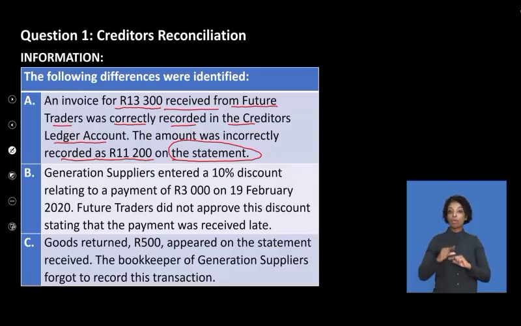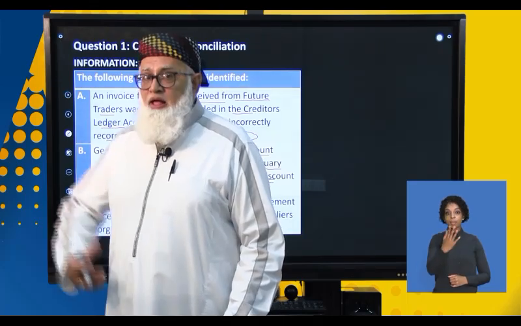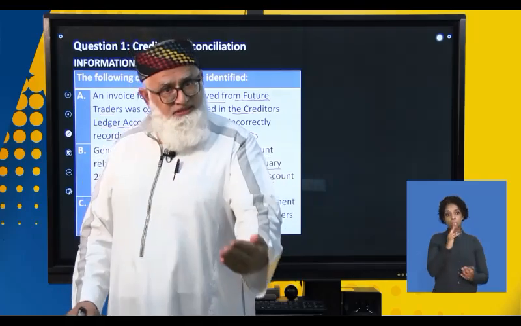Generation Suppliers entered a 10% discount relating to a payment of 3,000 Rand on the 19th of February 2020, right? So we have entered a 10% discount relating to a payment that we made of 3,000 Rand on the 19th of February. Future Traders did not approve this discount, stating that the payment was received late. So obviously you can see now that you have entered the discount, Future Traders said, sorry, you were late, and as a result, you're not entitled to the discount.